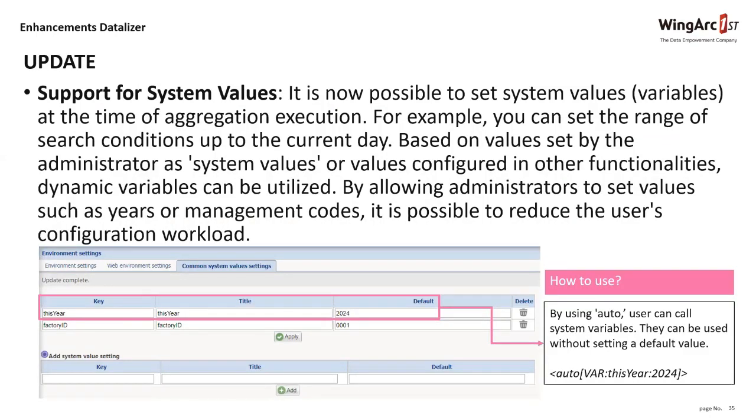Dr.Sum now supports setting system values, that is variables, at the time of aggregation execution. For instance, search condition ranges can be set up to the current day. Dynamic variables can be employed based on system values set by the administrator or configured in other functionalities. This feature allows administrators to set parameters such as fiscal year or management codes, thereby reducing the configuration workload for our users.